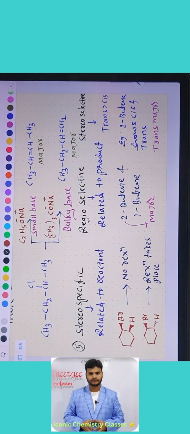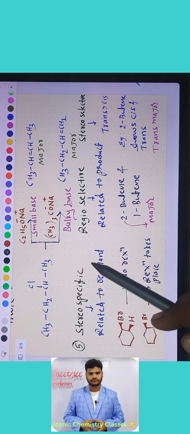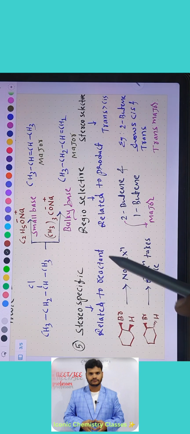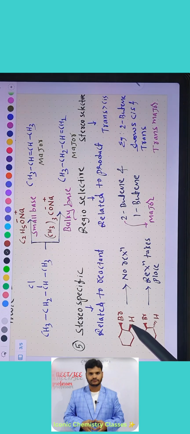Next. E2 reactions are stereospecific, regioselective and stereoselective. So what is the meaning of stereospecific? Stereospecific is related to the reactant. Suppose there are two reactants, but out of the two, which one gives reaction? This one gives reaction, this one does not give reaction. Stereospecific means out of two, specifically which one gives reaction. This one gives reaction. That is the meaning.